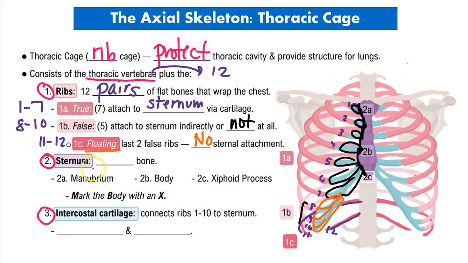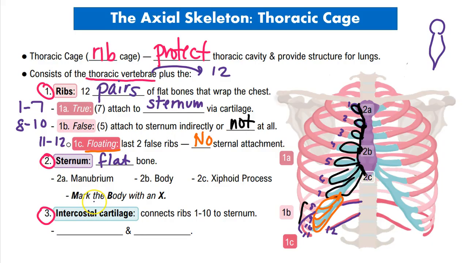Now, let's talk about the sternum, which is a flat bone, just like the ribs are flat bones. We also call this the breastplate, or it kind of looks like a little necktie. You can draw a little necktie. It kind of looks like that as well.